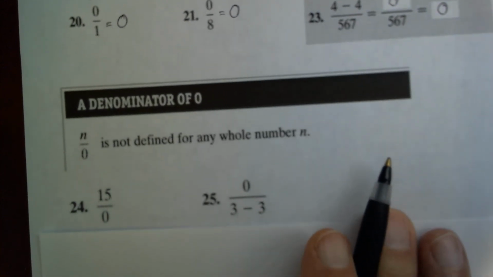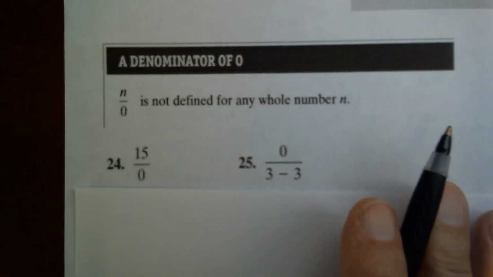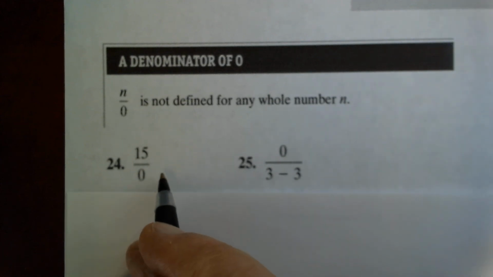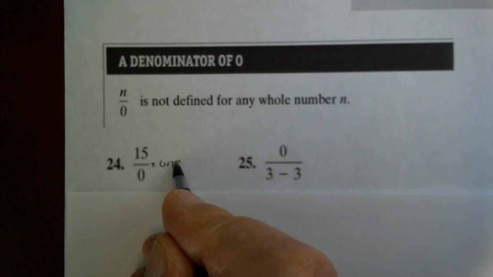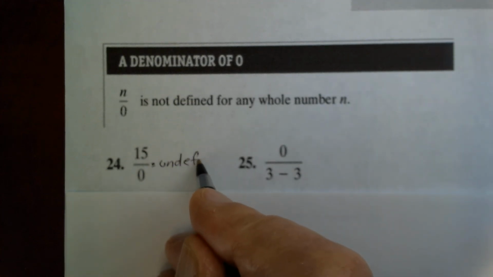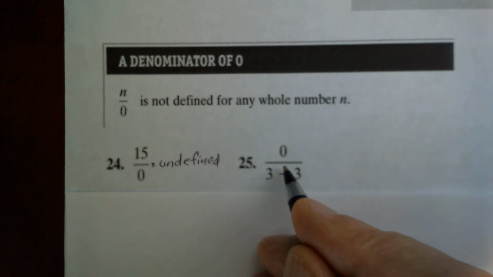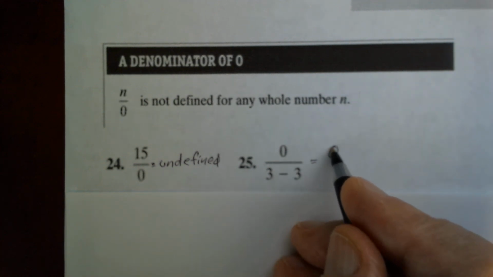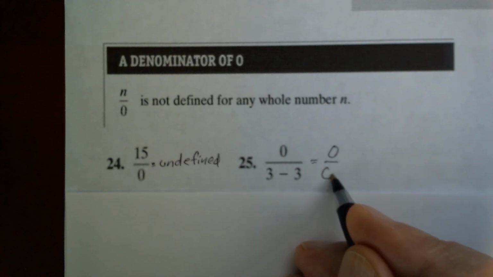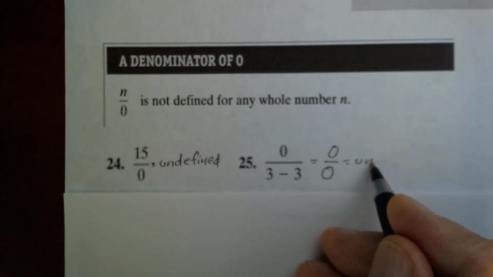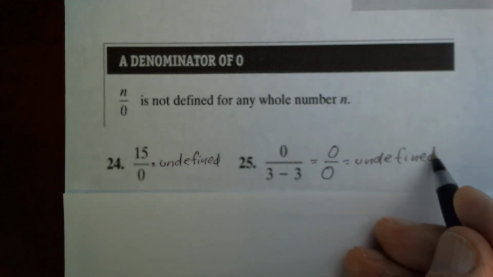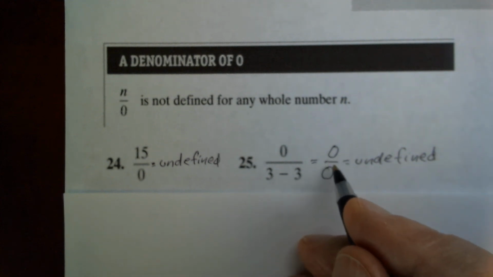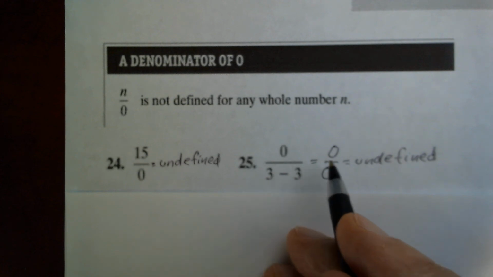So we look at some of these examples here, some of the exercises. So 15 divided by 0 is undefined. In other words, there's no number that equals that expression. And so here we have 0 divided by, and 3 minus 3 is 0, and that's also undefined. So whenever you have a 0 in the denominator, you have an undefined expression, whether it looks like this or like that.